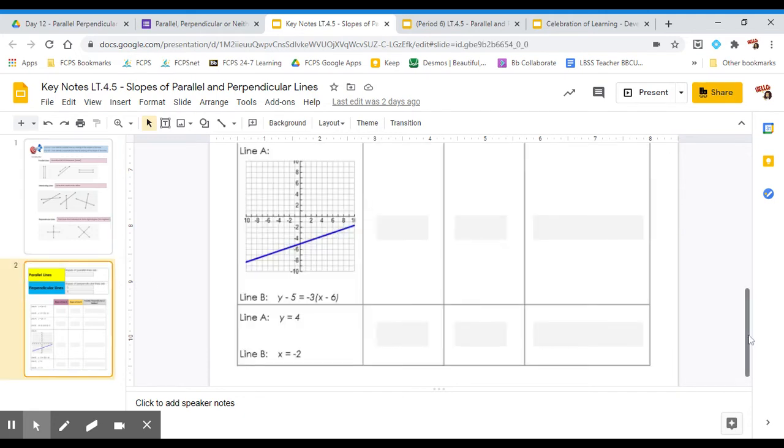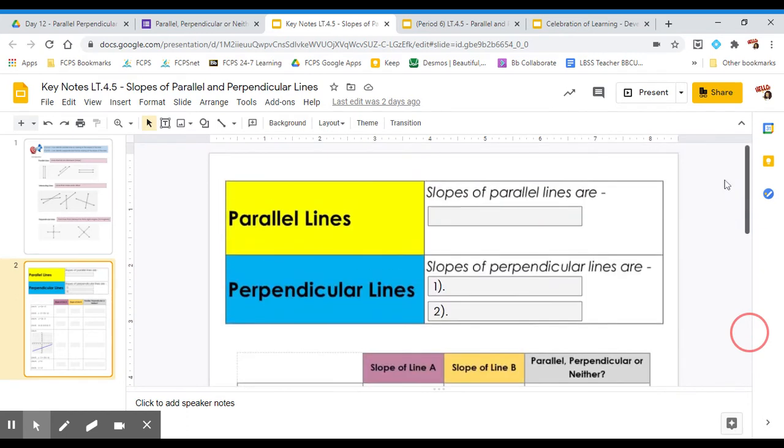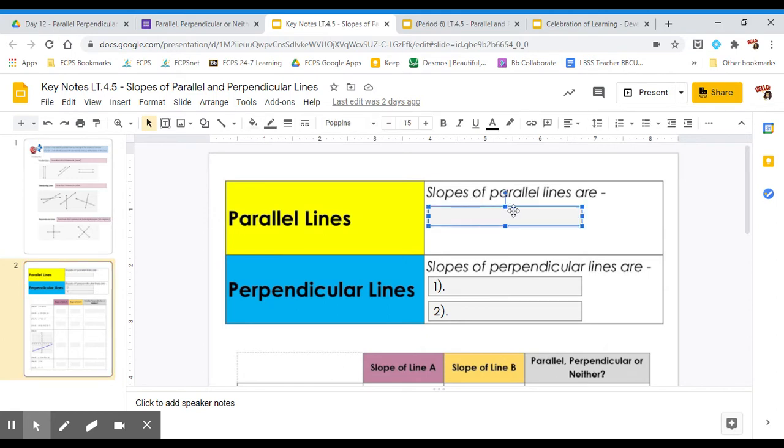So by class today, you should have finished this Desmos activity and noticed a couple things about the slopes of parallel lines and perpendicular lines. So you should have seen that the slopes of parallel lines are the same. So if you have one line whose slope is 2, the parallel line will also have a slope of 2.